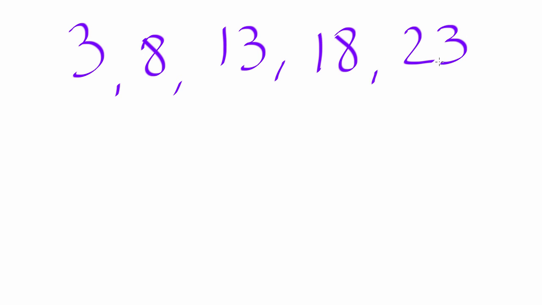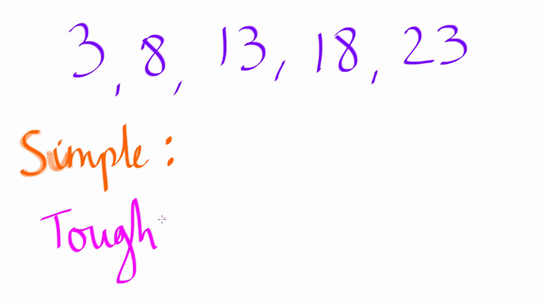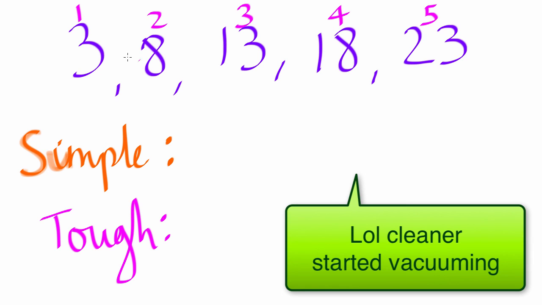Last question. 3, 8, 13, 18, 23. Simple rule. Oh no, I changed my pen. Come back. Simple rule. Whoa, that's not the pen I want. Here we go. Yeah, back in business. The simple rule is what? And the tough rule is what? How do you get from the first, second, third, fourth, or fifth term into the number in the pattern?